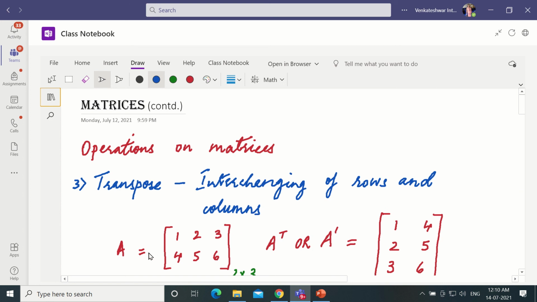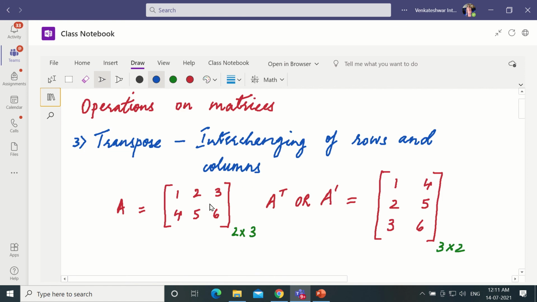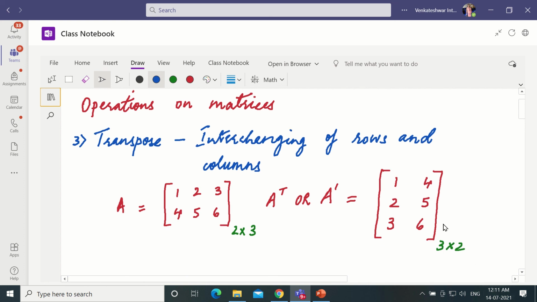So if you see here, I have a matrix A where I have 1, 2, 3, 4, 5, 6. So 1, 2, 3 here is a row. In the transpose, I make it into a column. Here similarly 4, 5, 6 is a row, and in the transpose I make it into a column. So a transpose is denoted by A to the power T or A dash. You can use any symbolism to denote a transpose. And if you see the order, this is a 2 by 3 matrix. After transposing it, it became a 3 by 2 matrix. So the rows and the columns got interchanged.